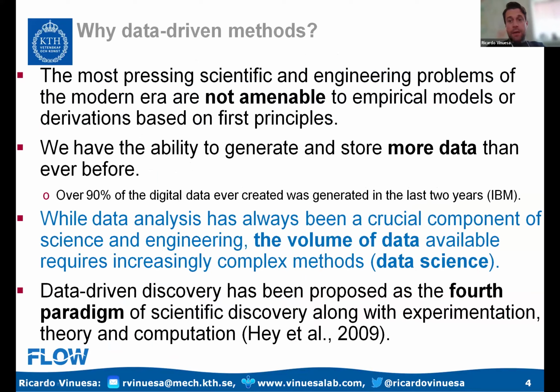Basically because many scientific problems nowadays cannot be tackled with classical approaches because of the sheer amount of data that is available. 90% of all the data ever generated was created over the last 2 years. The large volume of data available has led to the development of a new field, which is data science. And data science and data-driven discovery has been labeled as one more pillar of scientific discovery, together with theory, experiments, and simulations. And so machine learning is not replacing any method for scientific discovery, it's basically complementing these existing methods.